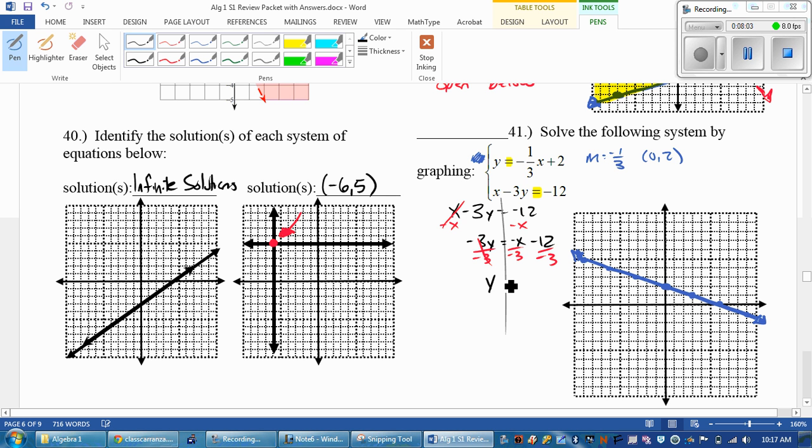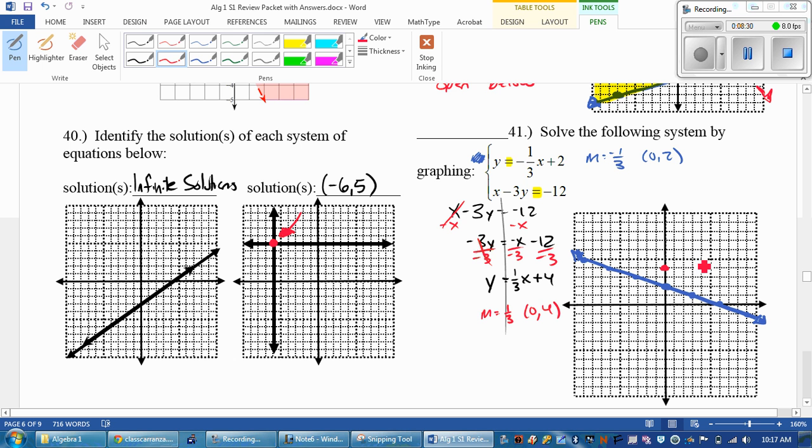And then we get y equals a negative divided by negative makes that a +1/3 x. And once again, negative divided by negative makes that a +4. So my slope is 1/3, and my y-intercept is the point 0, 4. So there I am at 0, 4.